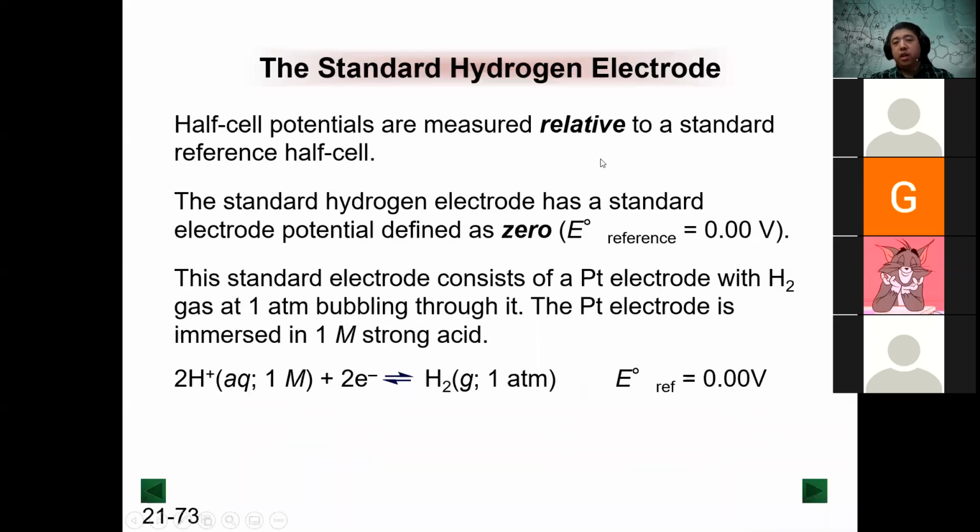The hydrogen electrode is just your reference point, so everything is based back off of hydrogen. So if you ever see hydrogen in something, you know hydrogen is going to be equal to 0.